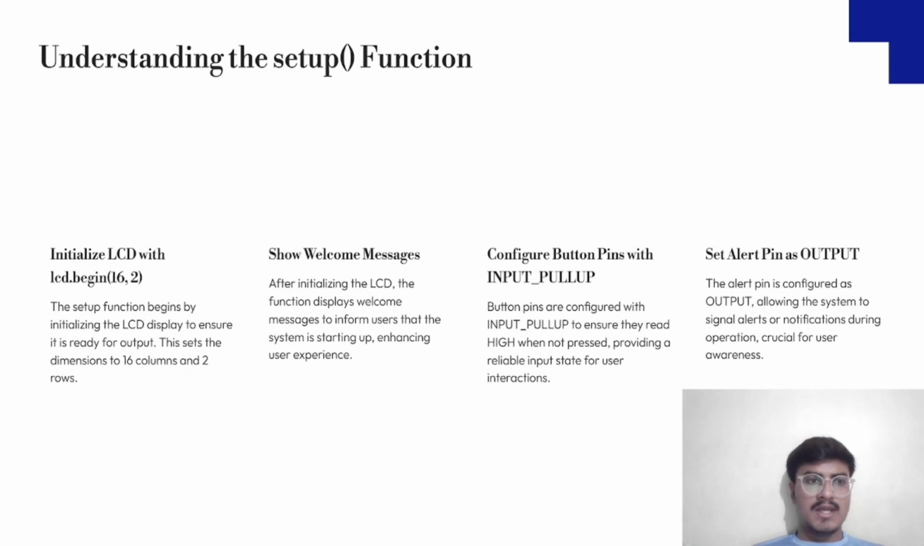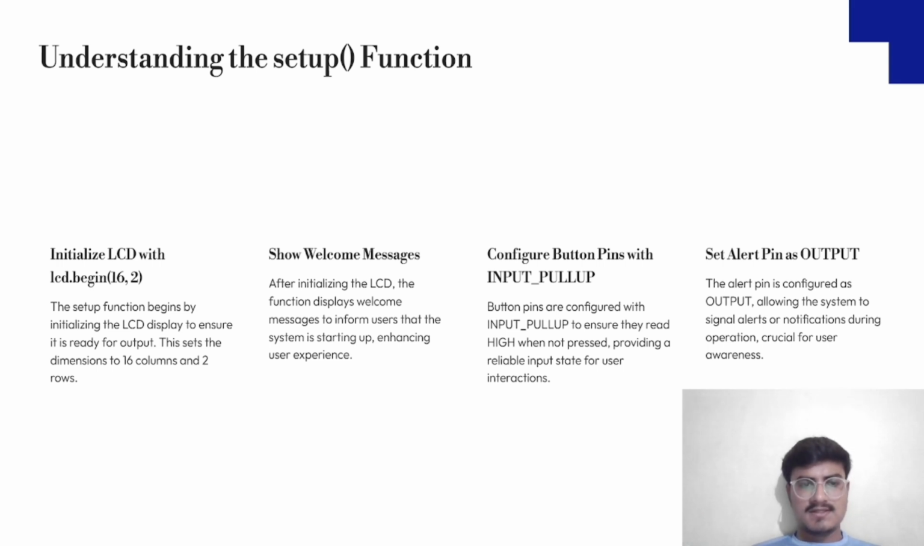Now we can learn about understanding the setup function in electronic voting machine. How to initialize the LCD with lcd.begin(16, 2). The setup function begins by initializing the LCD display to ensure it is ready for output. This sets the display to 16 columns and 2 rows. Show welcome messages. After initializing the LCD, the function displays prompt messages to inform users that the system is starting up.